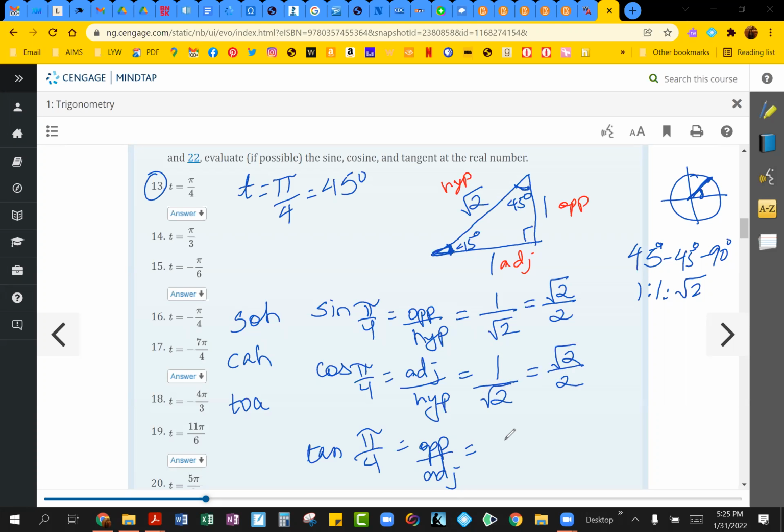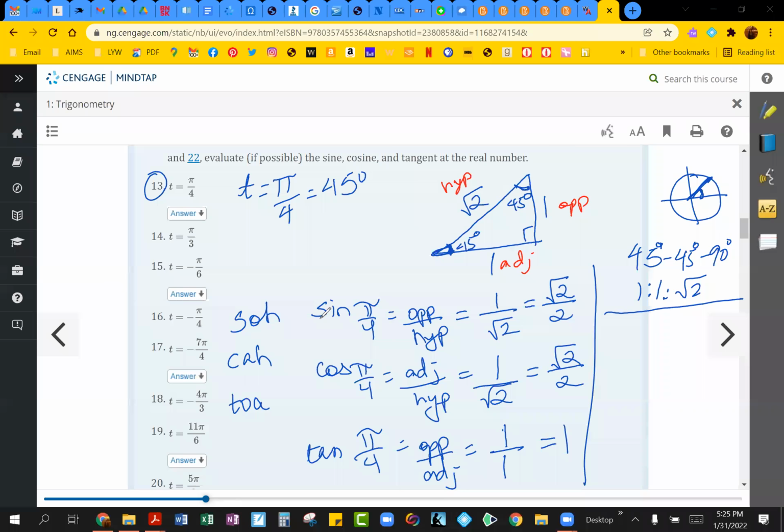And then what does our tangent come out to be? One. Yeah, because your opposite and adjacent are both 1. So 1 divided by 1 will give you 1. So those ratios were taken care of. So now let's do the reciprocal ones.